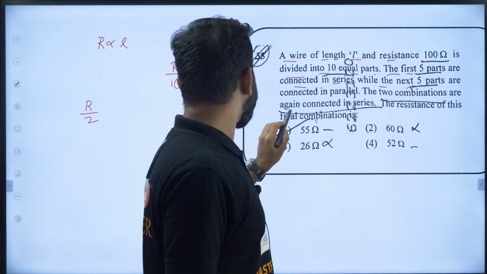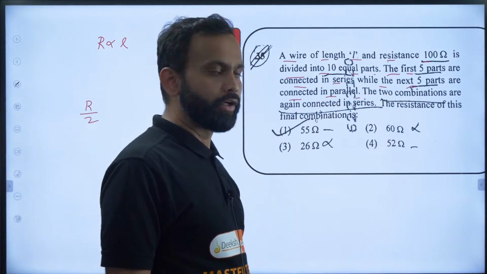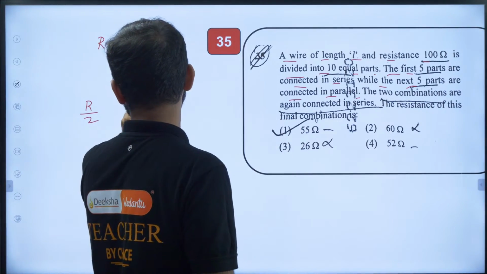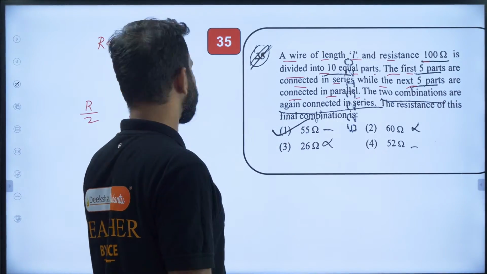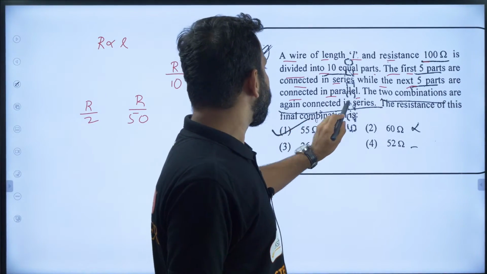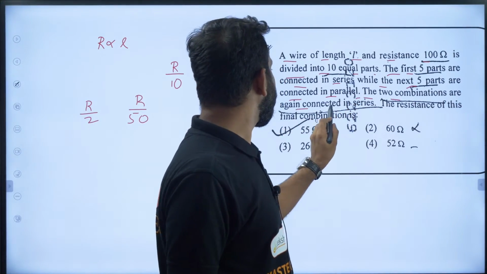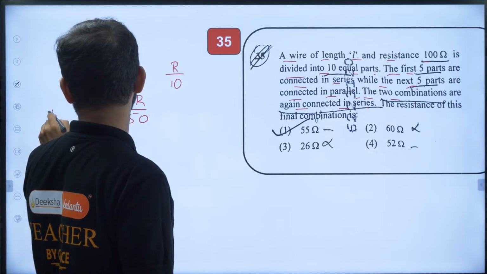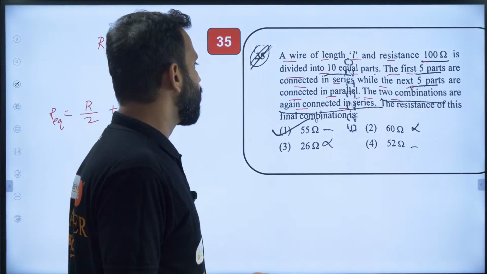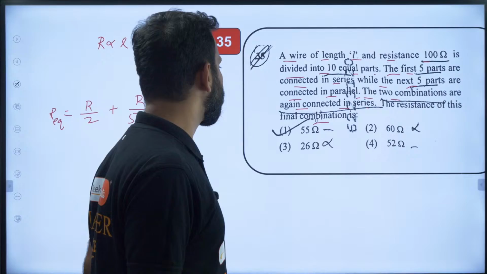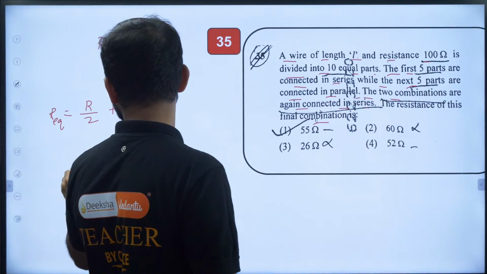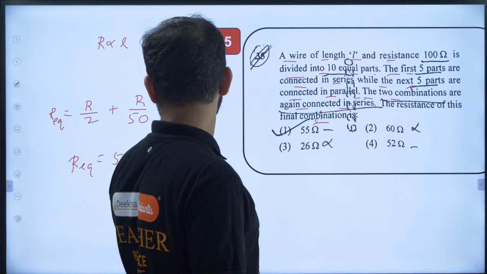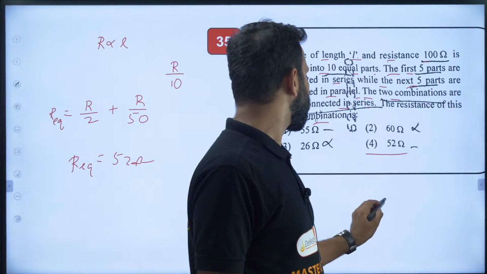The next 5 parts are connected in parallel. So the equivalent resistance will be R divided by 50. The two combinations are again connected in series. So this is R equivalent, the resistance of the final combination. Solve this, you will get R equivalent as 52 ohm. So the correct option is 4.